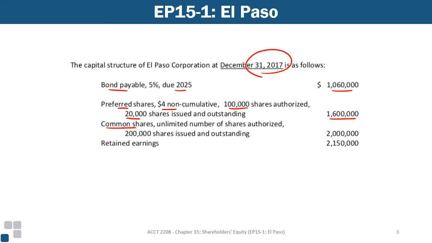There are common shares, unlimited authorized, and 200,000 shares issued and outstanding for a carrying value of $2 million, and the beginning balance for retained earnings, meaning for the beginning of 2018. This was the ending balance of retained earnings from 2017, $2,150,000. So these are amounts that are going to be carrying forward into 2018.